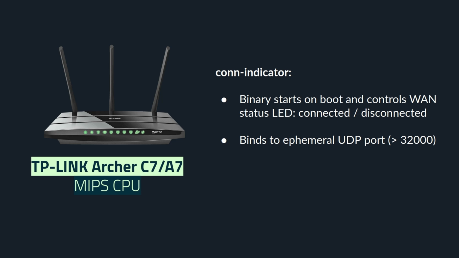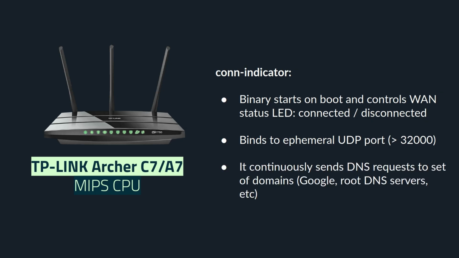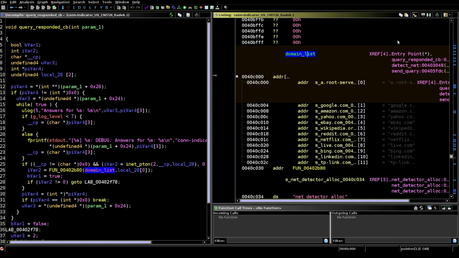It binds to an ephemeral UDP port, which means that on each boot it will have a different high port. So how does it know if it is connected to the internet? Well, by sending DNS requests all the time. It has a list of predefined domains for which it sends queries. Let's take a look at it in Ghidra. Here is the domain list. It is used by three functions: query responded CB, detect net, and send query.